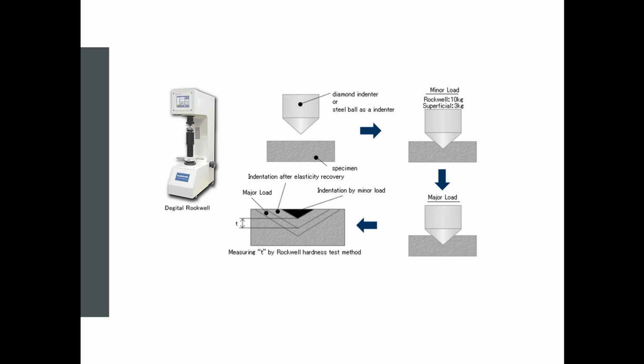Rockwell hardness test differs from Brinell hardness test in that the hardness is determined from depth of indentation made by the indenter under the constant load. Various types of indenters may be used in Rockwell hardness test: diamond indenter and steel ball indenter of diameter 1/16 inch, 1/8 inch, 1/4 inch or 1/2 inch. In this test, the indenter is pressed into the specimen surface under an initial minor load followed by the major load.